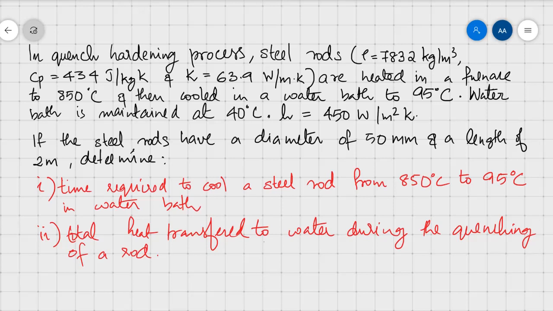In a quench hardening process, steel rods, the density, the specific heat and conductivity are given. Steel rods are heated in a furnace to a temperature of 850 degrees Celsius and then cooled in a water bath to 95 degrees Celsius. The water bath is maintained at 40 degrees Celsius. The convective heat transfer coefficient is given as 450 watts per meter square Kelvin. If the steel rods have a diameter of 50 mm and a length of 2 meters, determine 1. The time required to cool a steel rod from 850 to 95 degrees Celsius in a water bath. 2. The total heat transfer to water during the quenching of a rod.